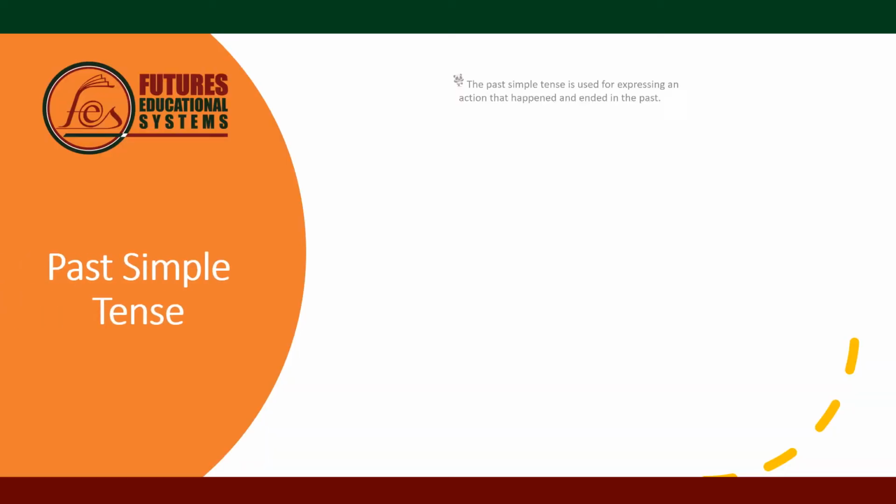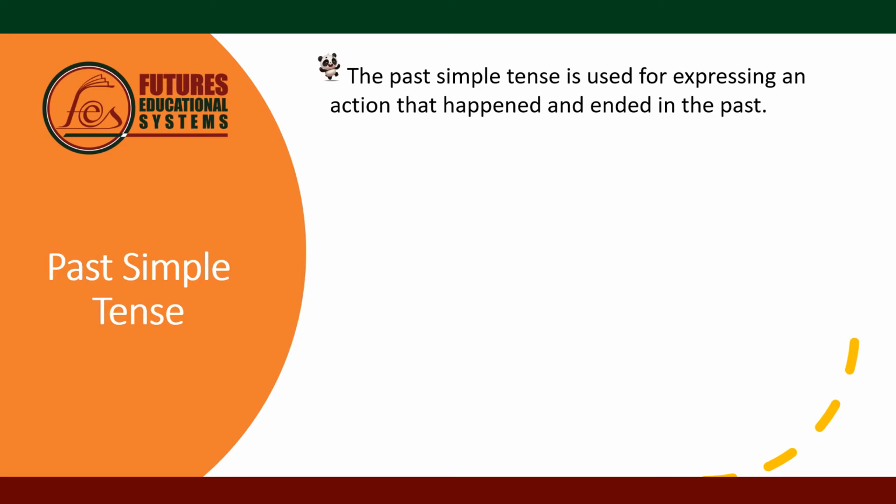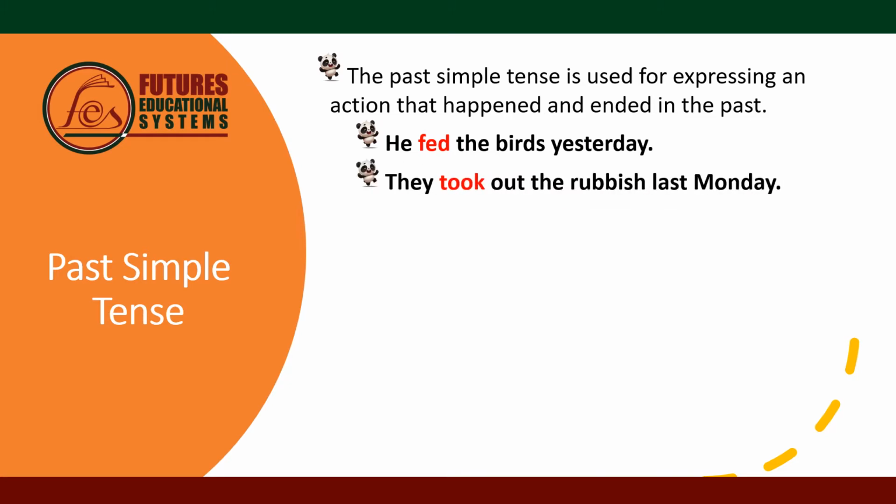Past simple tense. The past simple tense is used for expressing an action that happened and ended in the past, started and ended in the past. He fed the birds yesterday. They took out the rubbish last Monday.